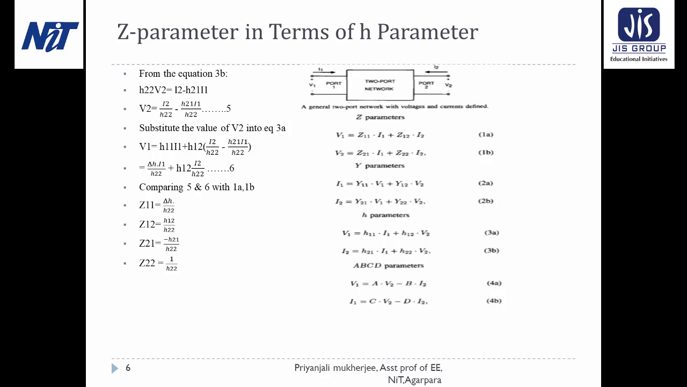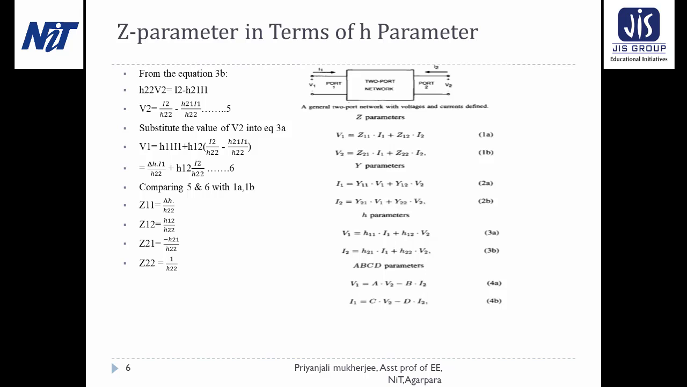So here V1 becomes H11 I1 plus H12 into this V2. From this we can rewrite the equation, and it is finally delta H into I1 by H22 plus H12 into I2 by H22. Now we can compare equation 5 and equation 6 with the generalized equations of the Z parameters.